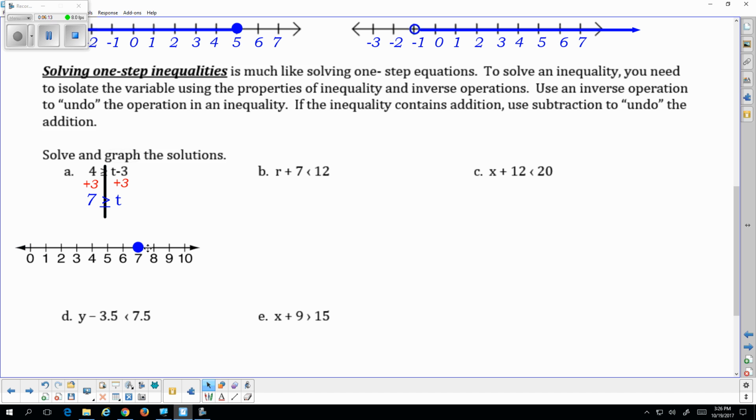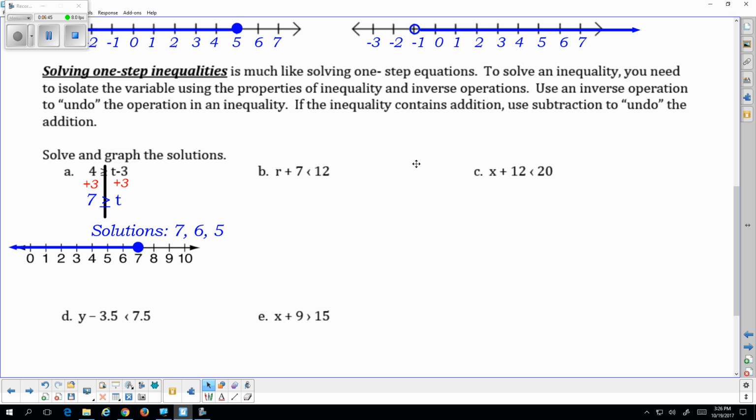And then which way am I shading? To the right or to the left? I'm actually shading to the left, and here's why. Some things I can plug in for t are 7, 6, and 5. Okay, if I plug in 6 for t, 7 is greater than 6. So I want to shade things like 6 and 5 and 4. So I'm actually going to shade to the left. So you can't always go in the direction that the inequality sign is pointing at. You got to try a couple things out to see which way you're going to shade.